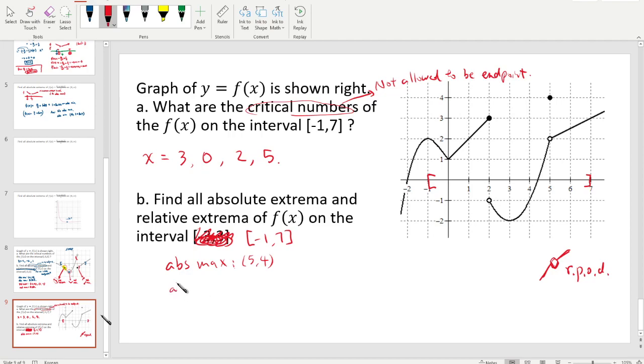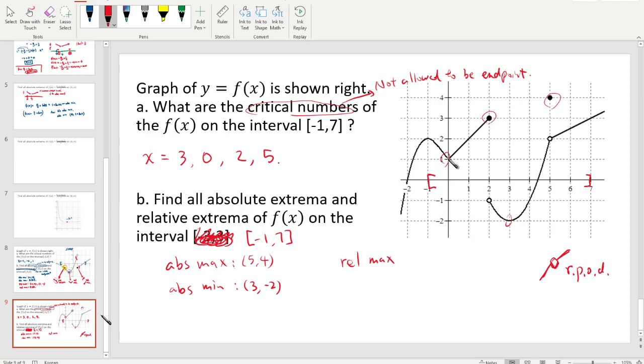On the other hand, the absolute minimum would be this point right here. It's 3, -2. That's the lowest point. How about relative maximum? Well, again, we only need to figure out these points: 3, 0, 2, 5. So let's look at these points. Here, here, and at 2 is this point. At 5 is this point. We're looking for these 4 points, okay?